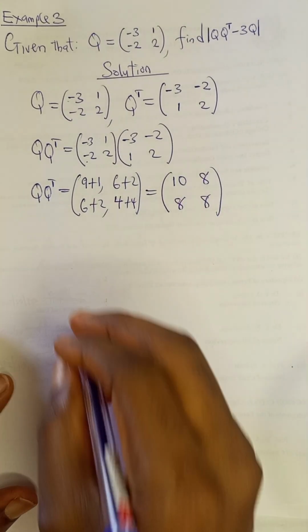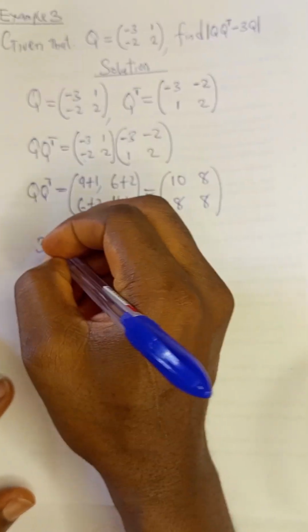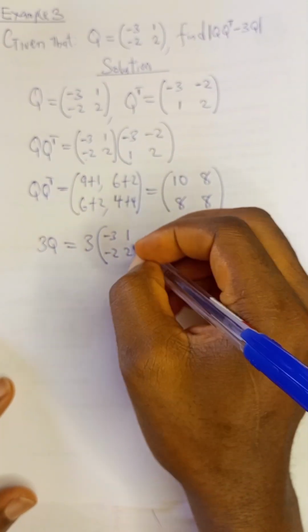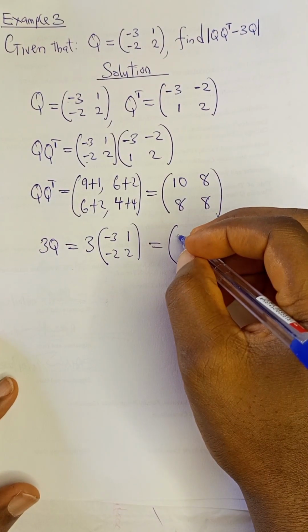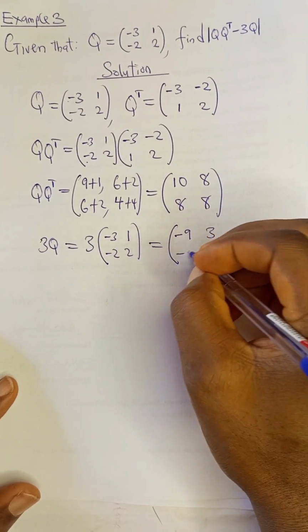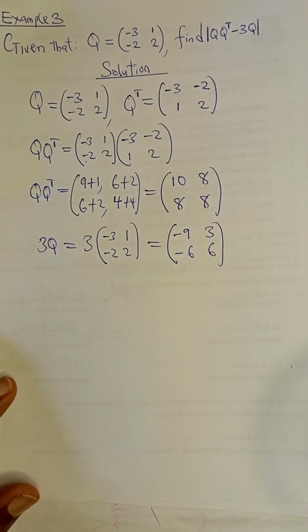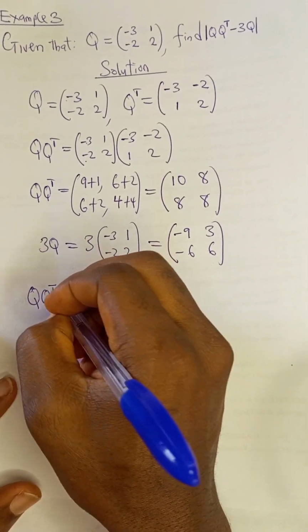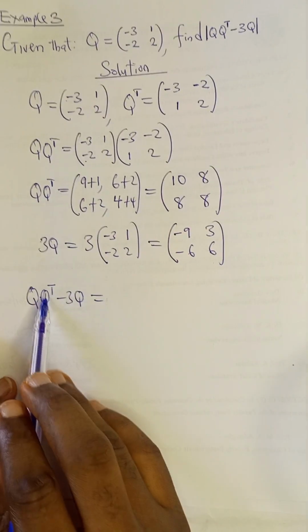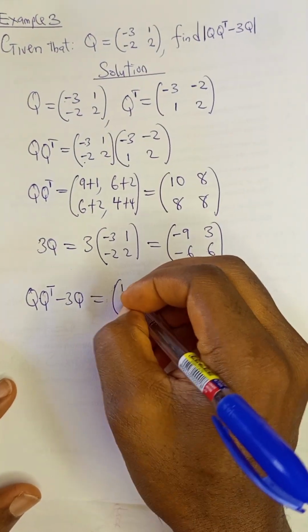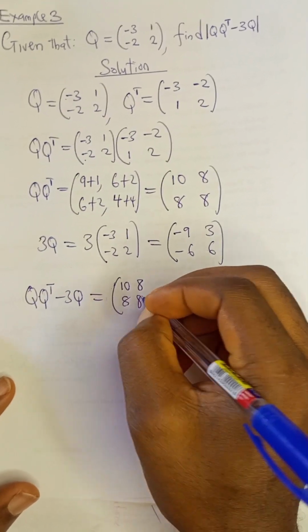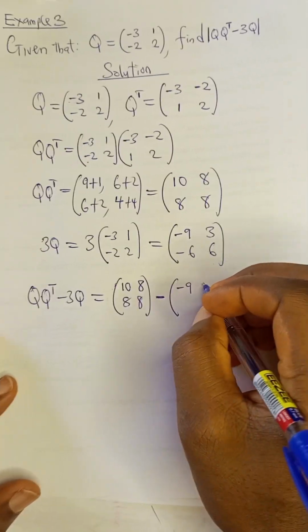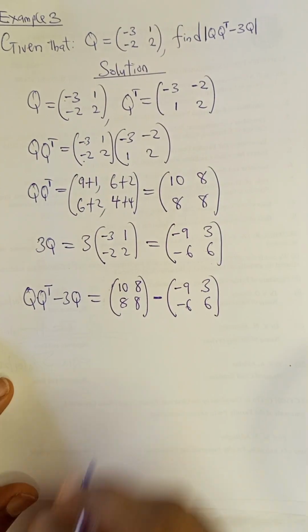What about 3Q? Let's get 3Q. 3Q simply means 3 times minus 3, 1, minus 2, 2, which is equal to what? Multiply everything by 3. You have minus 9, 3, minus 6, 6. I think we can now go for the full equation. Q times Q transpose minus 3Q will now be what? Q times Q transpose, of course, is 10, 8, 8, 8, minus 3Q, which is minus 9, 3, minus 6, 6. Are you with me now?